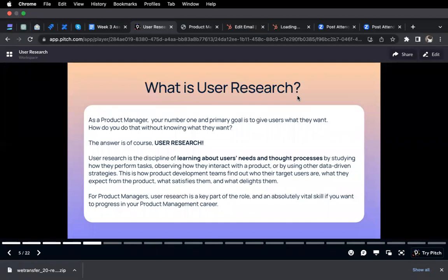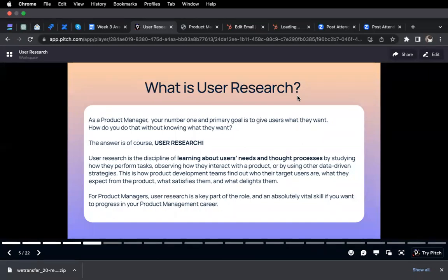And I define here that user research is the discipline of learning about users' needs and thought processes by studying how they perform tasks, observing how they interact with the products, and by using other data-driven strategies. So you study how they perform tasks, you observe how they interact with your products, and then you now input other data-driven strategies, data-informed strategies, data-backed strategies. This is how product development teams find out who their target users are, what they expect from the product, what satisfies them, and what delights them.